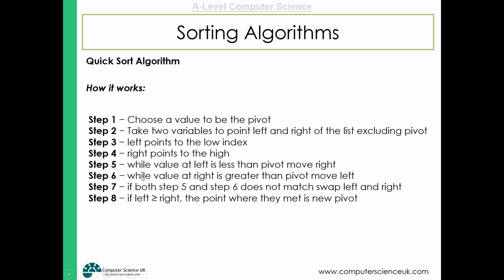And then step 5: while the value at left is less than the pivot, keep moving it right, and while the value at the right pointer is greater than the pivot, keep moving that pointer left. And if both steps 5 and 6 do not match, then swap the left and right over. If the left pointer is greater than or equal to the right, then we know that those pointers have met. At that point the algorithm will split the array up into smaller sub-arrays and repeat the process.